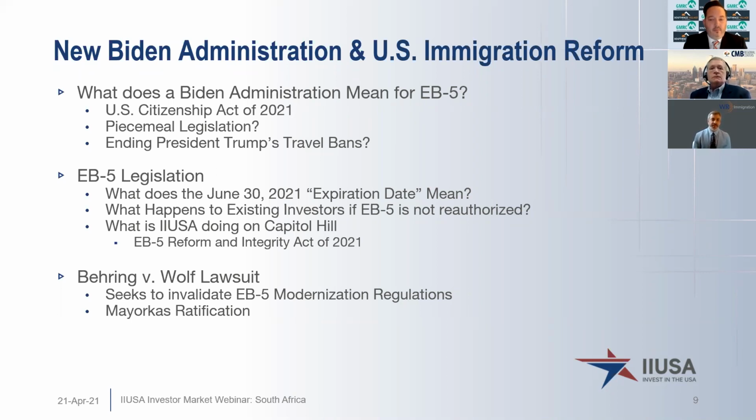So one of the things that's on everybody's mind in EB5 is this end of June 2021 expiration date or sunset date. Aaron, can you just kind of talk a little bit about the short-term nature of the Regional Center program and what IIUSA is doing to get a long-term reauthorization? And before you go, I realize that it's already 7:36 my time here in California, so we have a lot to cover in the next 10, 15 minutes. So let's try to keep the rest of this a little brief.